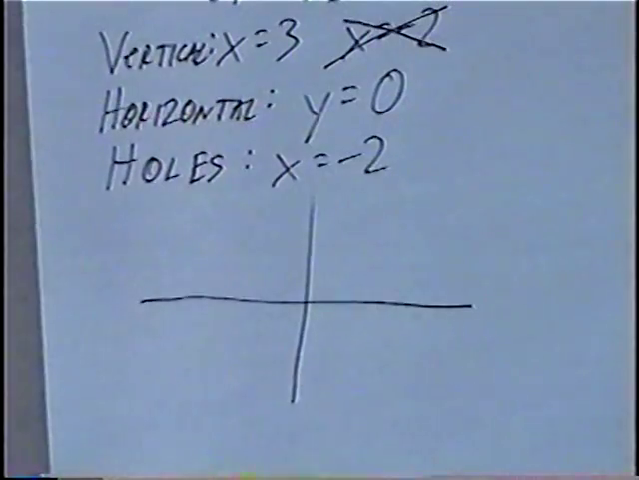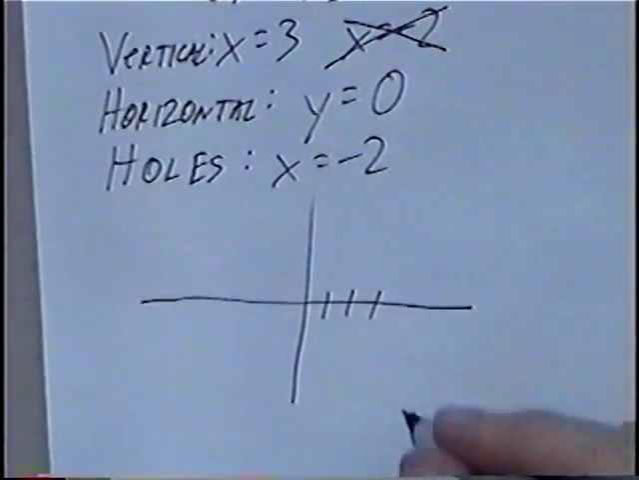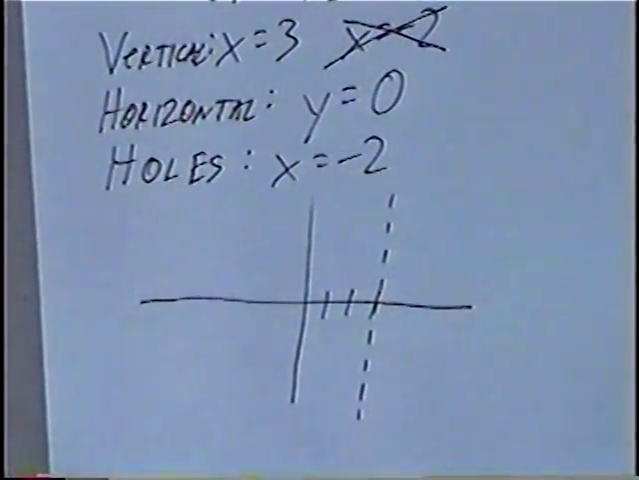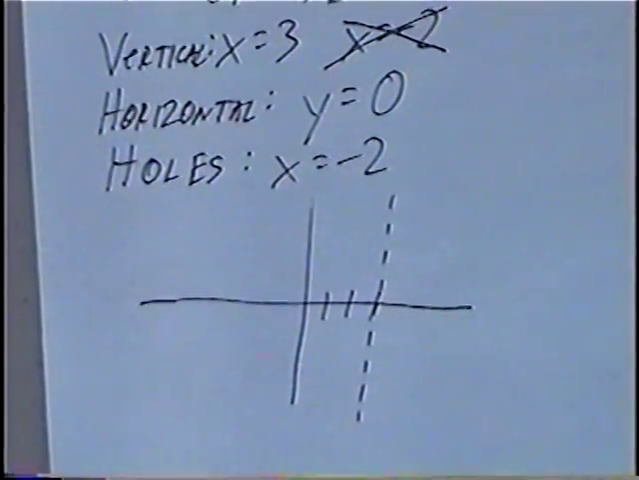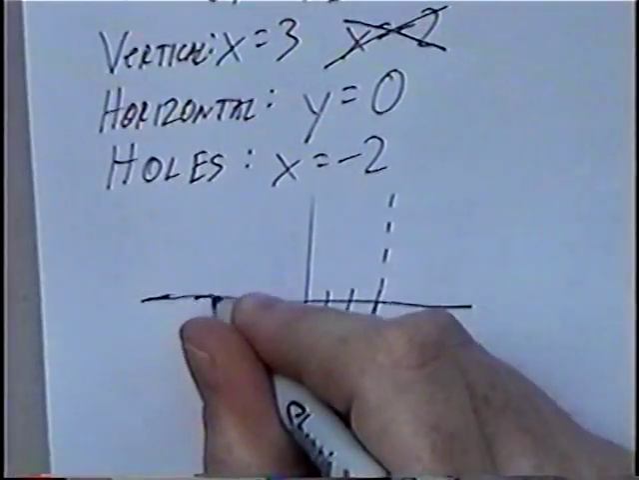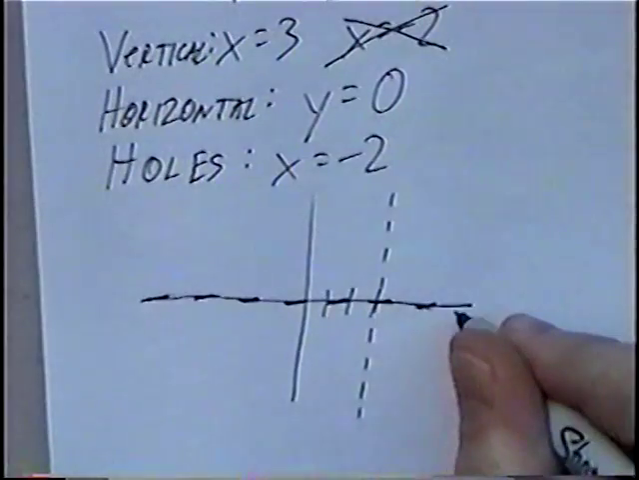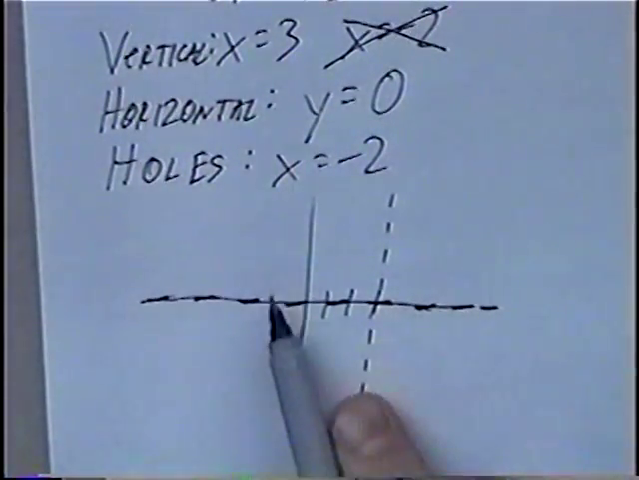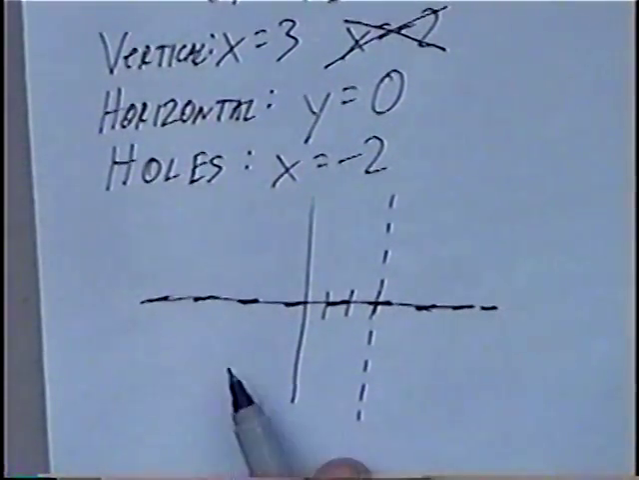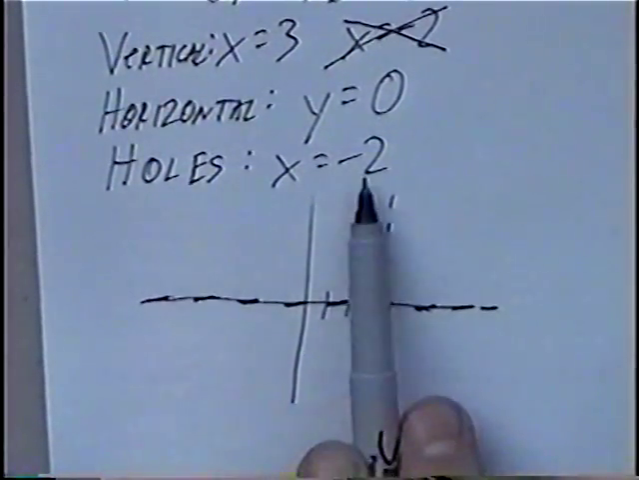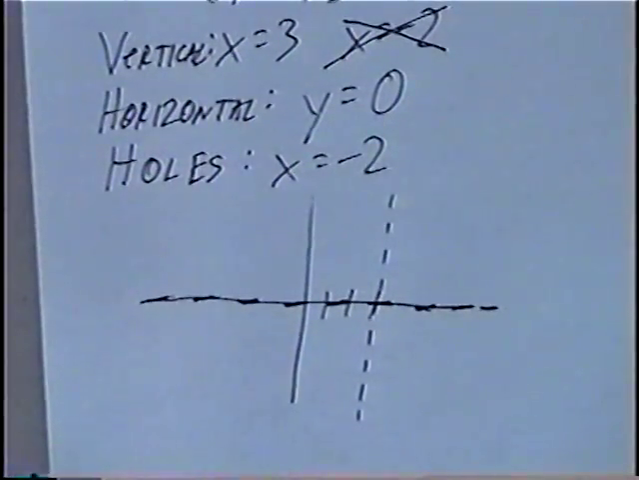The vertical asymptote at x equals 3. Again, a vertical asymptote is a dashed line, in this case going straight up and down, which the graph cannot pass or go through. The horizontal asymptote at y equals 0. Y equals 0 is also the x-axis. So we'll have another dashed line across the x-axis, which means again the graph cannot cross the horizontal asymptote or cross over the x-axis. After we start the graph, we'll put a hole at x equals negative 2.